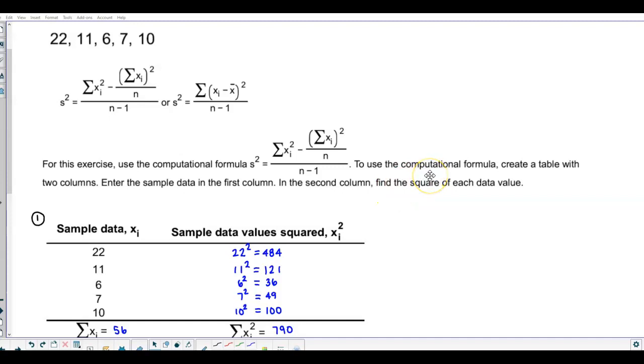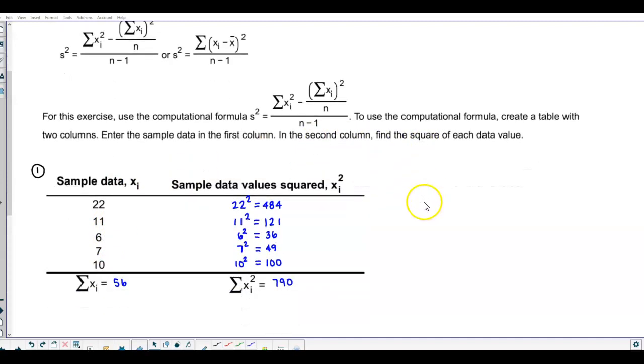So to use the computational formula, we're going to create a table with two columns. We're going to enter the sample data in the first column. In the second column, we find the square of each data value. So the first column, we have 22, 11, 6, 7, and 10. We want to find the sum of those values of the sample data. The sum of all those together is 56.